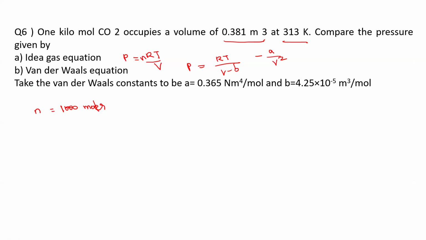Using the ideal gas equation, P is equal to nRT by V, I have found P is equal to 68 bar. So I have used this R only, which is 8.314 into 10 power minus 5 meter cube bar per mole Kelvin. Okay, and I'm using the second one.